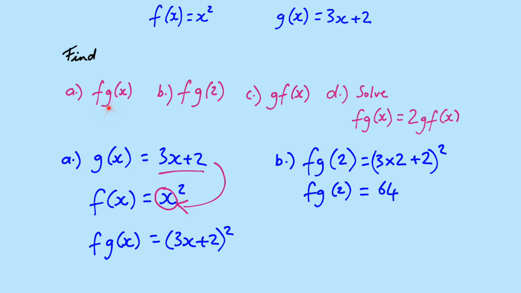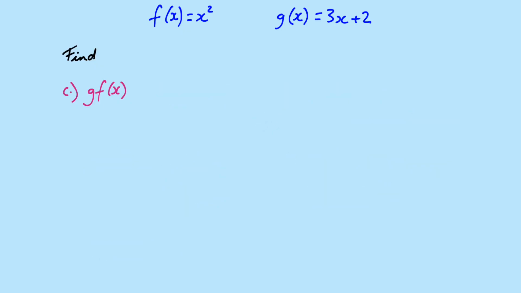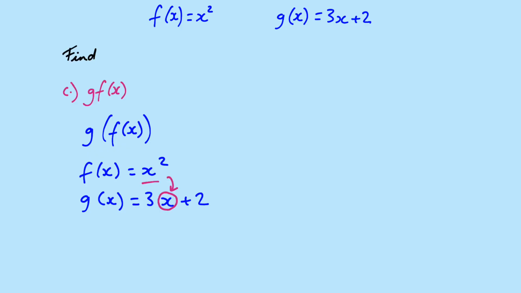Now we've found the composite function f g x, now we're going to find the composite function g f x. So again, remember the order. If you write it like this, it makes it easier. So the function f of x is substituted into the g of x function. So if you see, we have our two functions, f of x and g of x, and it's this one that is substituted into the x, where the x is on the g of x function. That will give us 3x squared plus 2.